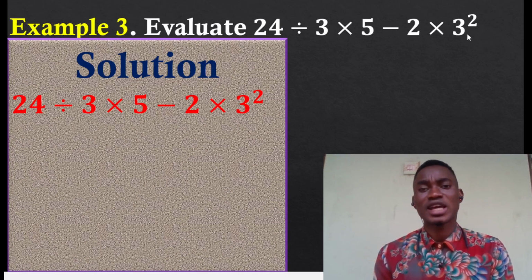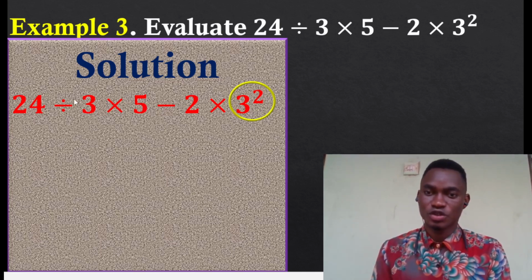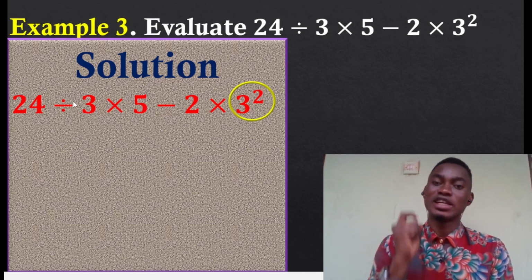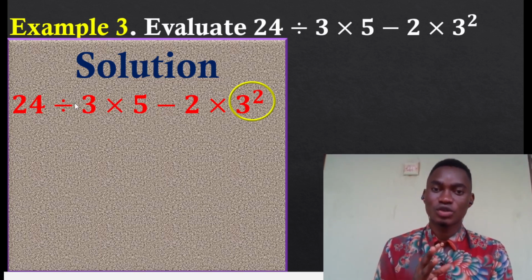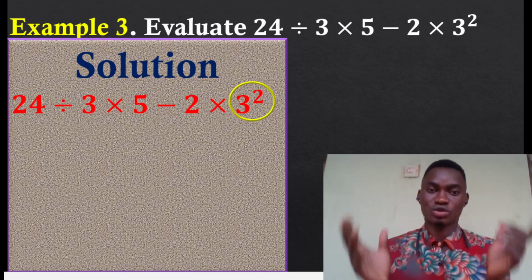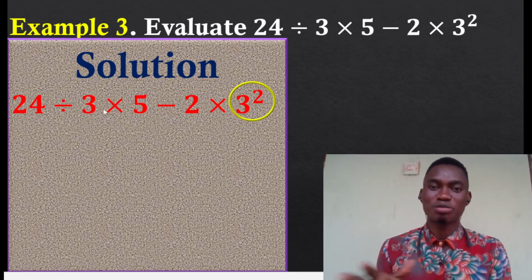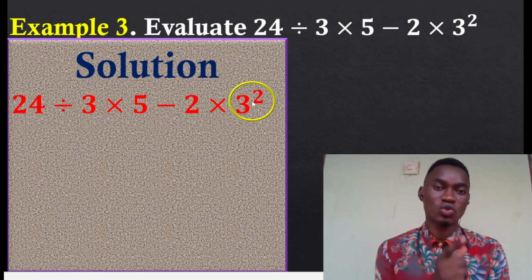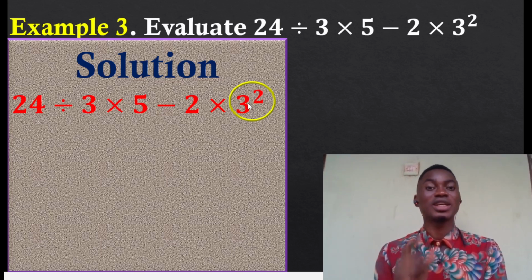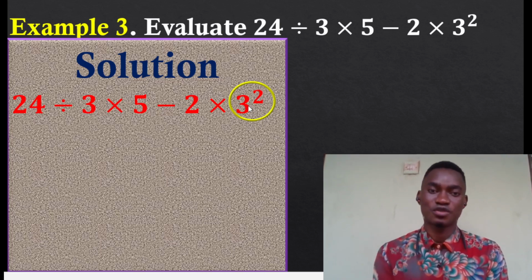24 divided by 3 times 5 minus 2 times 3 squared. So, as you know, in BODMAS, the O stands for orders, which include roots or powers. And since there are no brackets here, the first operation should be the powers, rather, should be 3 squared. So the 3 squared should be taken care of first before other operations follow.